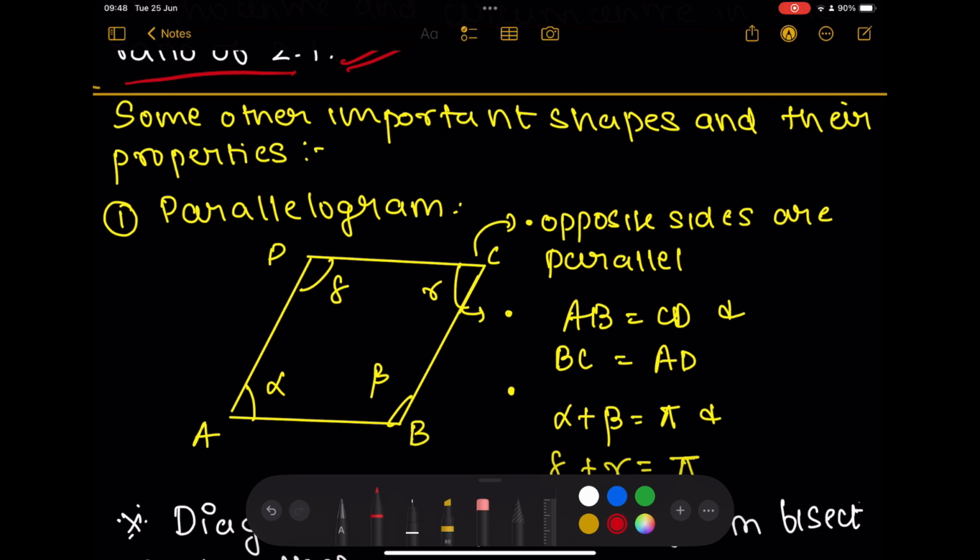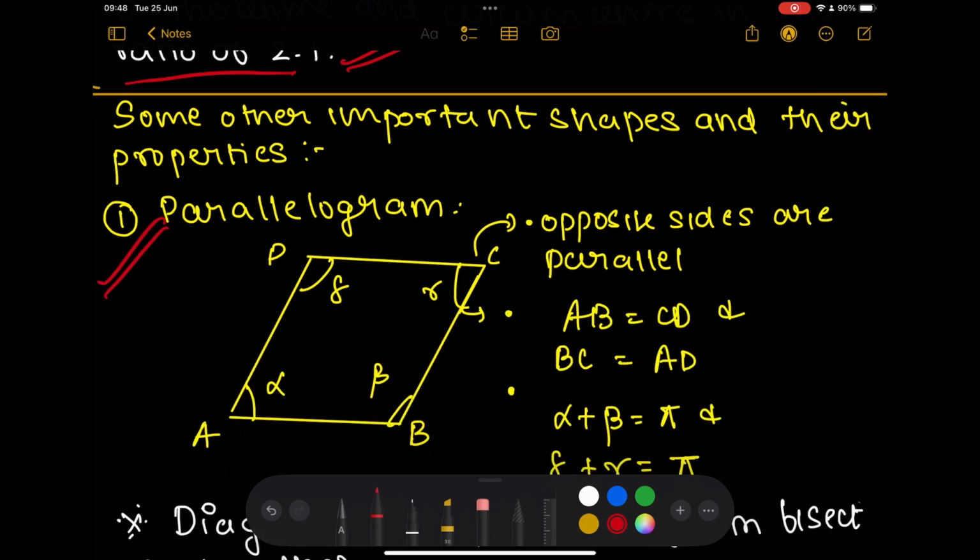Now, why are we learning these other important shapes? Sometimes JEE also asks questions where you may want to use the properties of some shape to solve them, but in order to do that you need to know how to identify the shape. If you're given some conditions, you need to know how to identify whether the figure formed by those conditions is actually the shape you're expecting or not. For that you need to know the properties of the shapes.